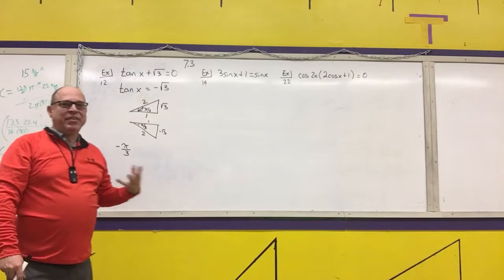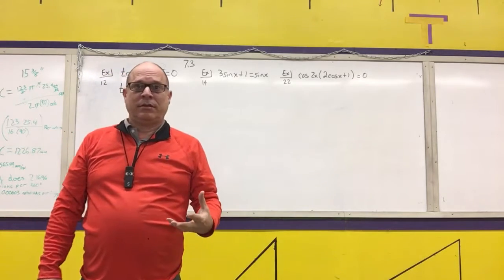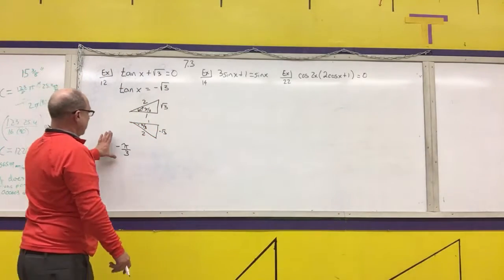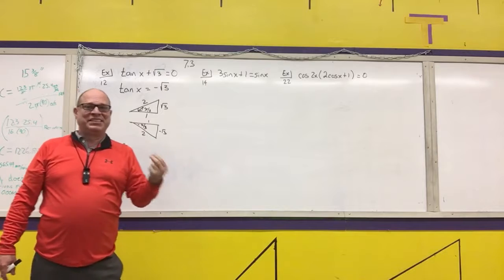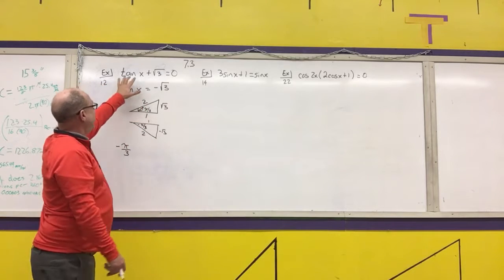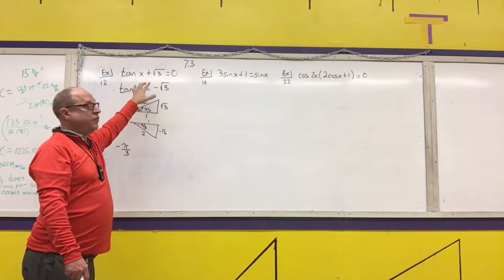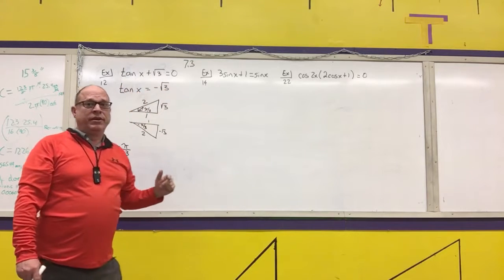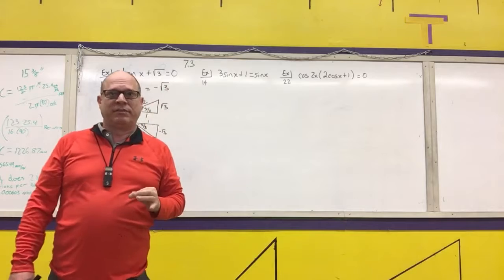Okay, are there any other angles? Because it says to solve the equation. Well, this is straight solving the equation. But if I want every single possibility of this, this graph repeats over and over and over again. That's the tangent of x graph shifted up the square root of 3 units. I want to know every place where it crosses 0.